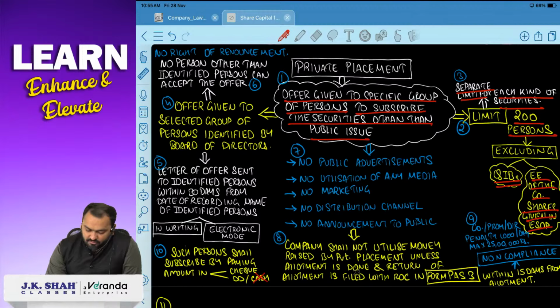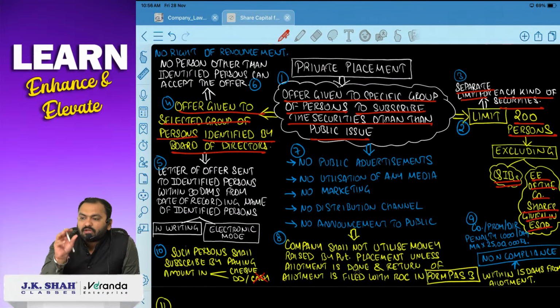Okay, now point number 4. This is an offer given to a group of persons. Who shall be those people? Who will identify such people? The board of directors. Means the offer shall be given to the persons who are selected by the board of directors, who are determined by the board of directors. Easy? Fourth point.